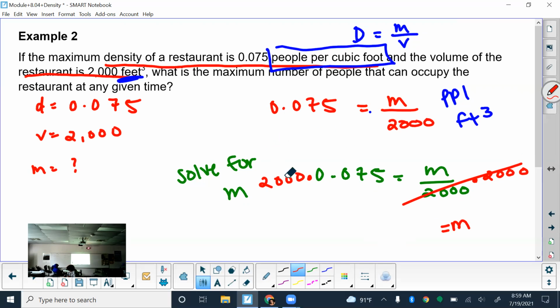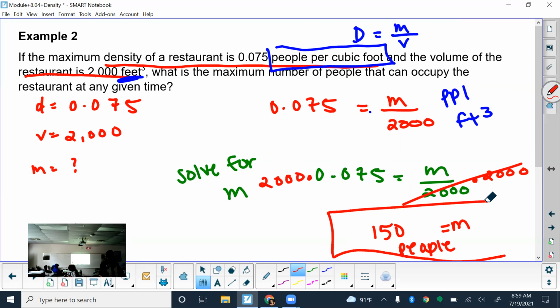So don't say it out loud yet. So what's the maximum number of people that can occupy the restaurant? You can say it now. 150. All right, that's what I get for multiplying it. So you could say 150 people if you want to put units. If it gave you a decimal for some reason, you can't have a fraction of a person, so round down. If it gave me 150.9, well, I can't have 0.9 of a person, right? So it would just be 150 still. Questions?